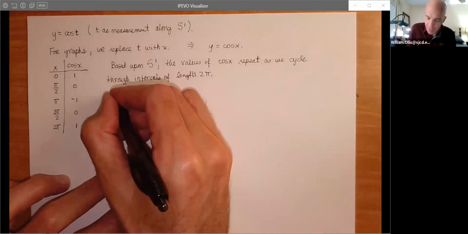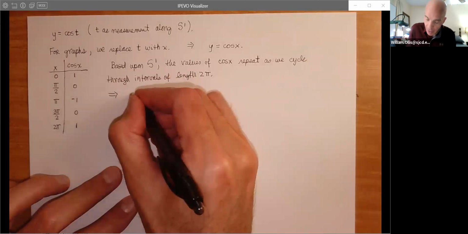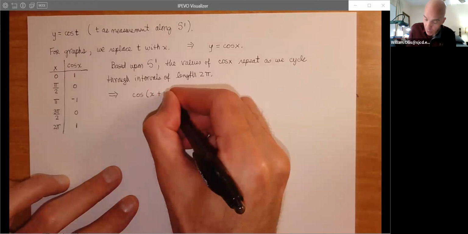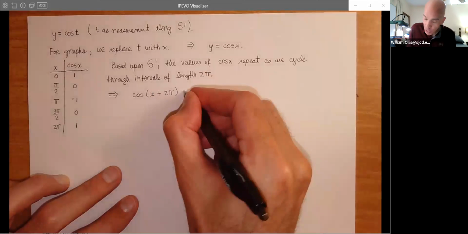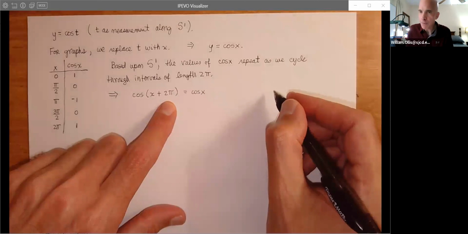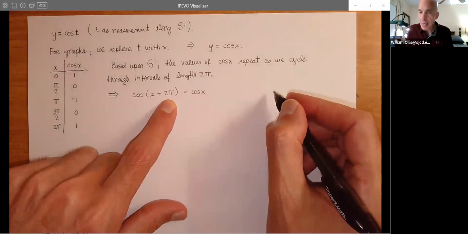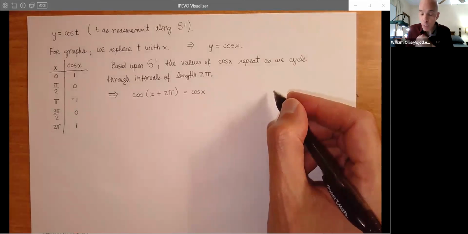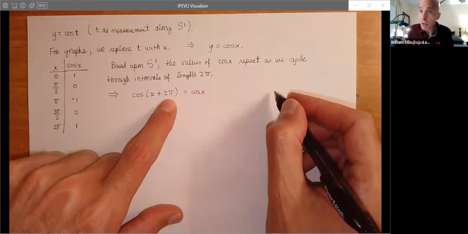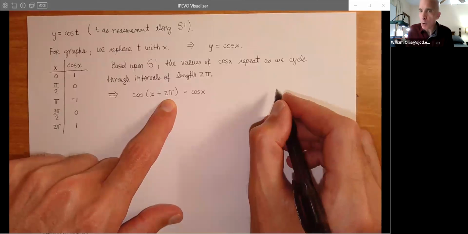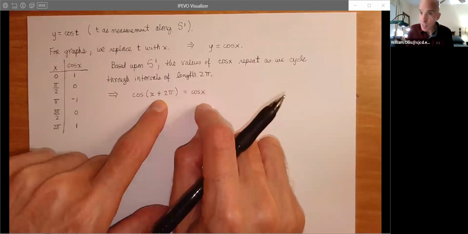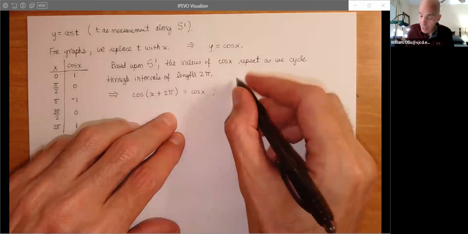For instance, this will imply that cosine of x plus 2 pi is actually just cosine x. Now, this 2 pi has a very special significance. It's a positive number, and ladies and gentlemen, it's the smallest positive number for which this is true. We call 2 pi the period. Usually it's called the standard period because it's the smallest possible real number that has this impact.